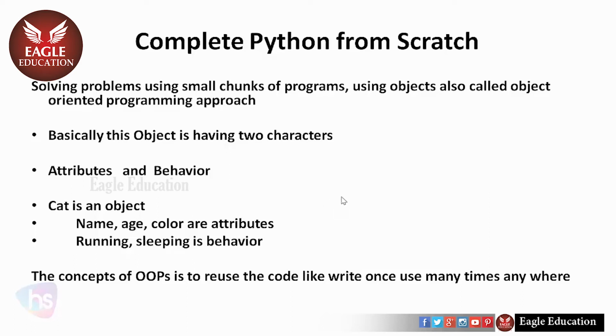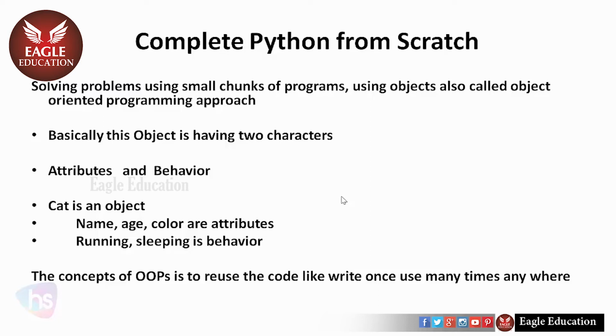Clear. The concept of OOPS is reusing the code, like write once, use many times wherever it's required. Once we write a particular method or function for a specific task, wherever that task is required in the entire program, we call that particular function or method and reuse the same code only.